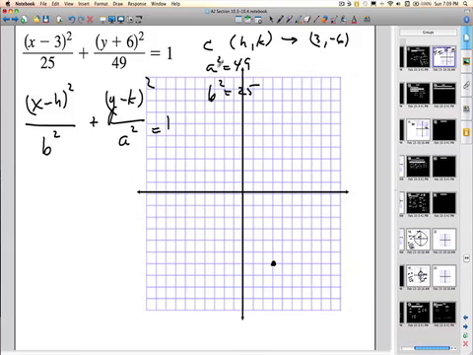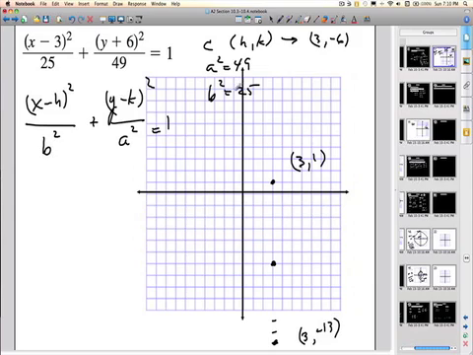So that means that a is 7. I'm going to move 7 in the y direction. That means up and down. 1, 2, 3, 4, 5, 6, 7, and there's a vertex. Okay, so my vertices are at 3, 1, and at 3, let's see, 7 down from my center, negative 13. Right, my center is at 3, negative 6.